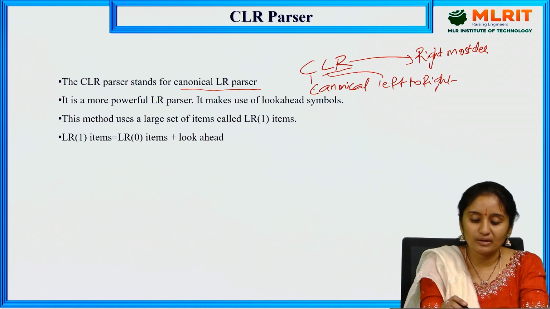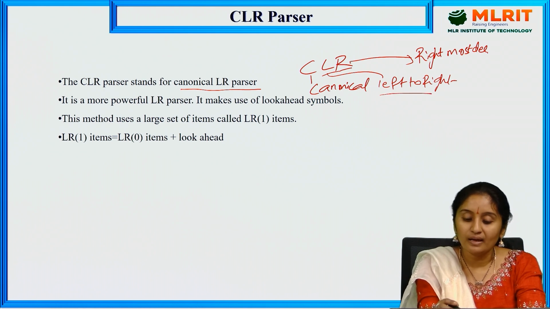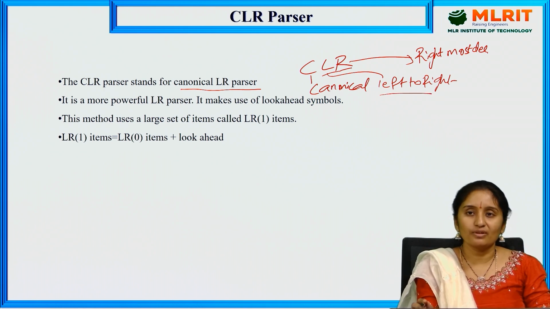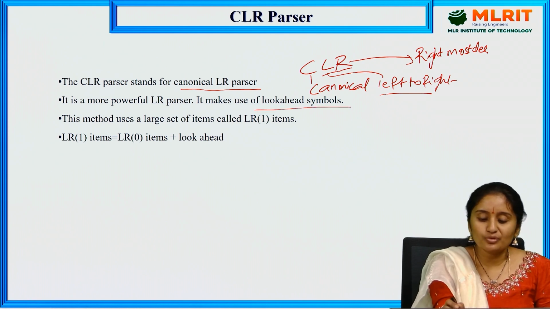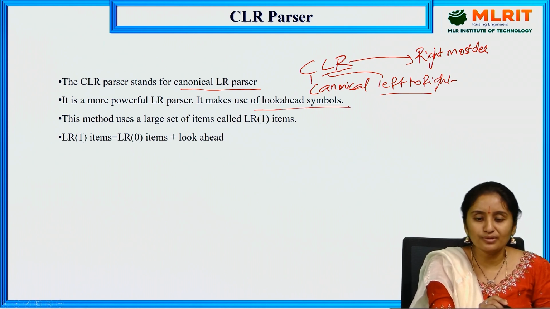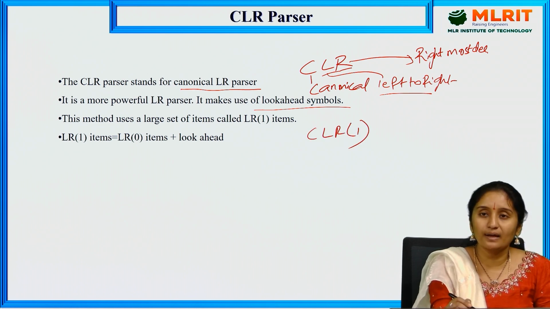C stands for canonical LR parser. L stands for left. We are going to scan the input string from left to right. And R stands for rightmost derivation. It is the most powerful LR parser. It makes use of look ahead symbols. Here what we are going to have is CLR(1) parser. Our topic is CLR(1) parser.